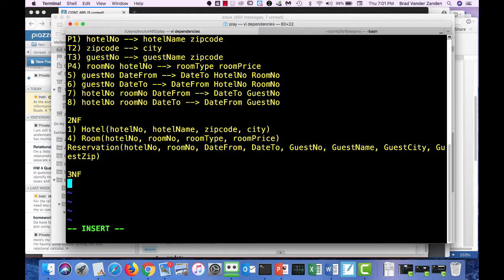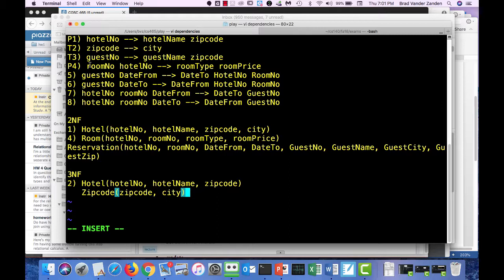So using dependency 2, I will be taking the zip code determines city out of the hotel and putting it into a separate one. So I'll have hotel: hotel number, hotel name, and zip code. And then zip code will go into its own one. So I'll call it, let's say, zip code. And zip code is the primary key, and city is going to be the dependent attribute.